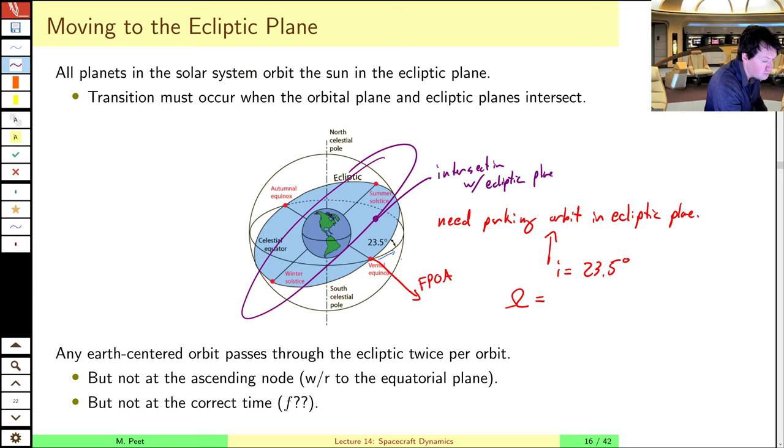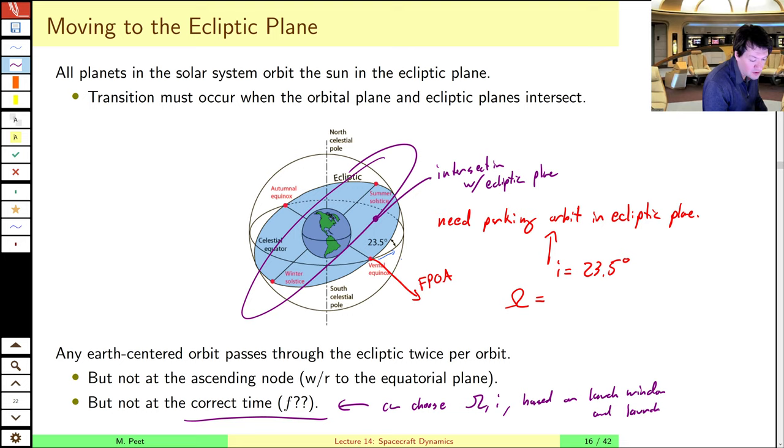Now, if you launch correctly and at the right time, then remember you can choose your right ascension and your inclination just based on launch time, based on your launch window and the launch site.